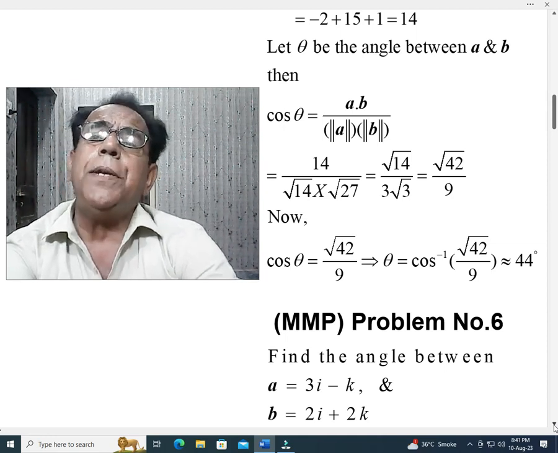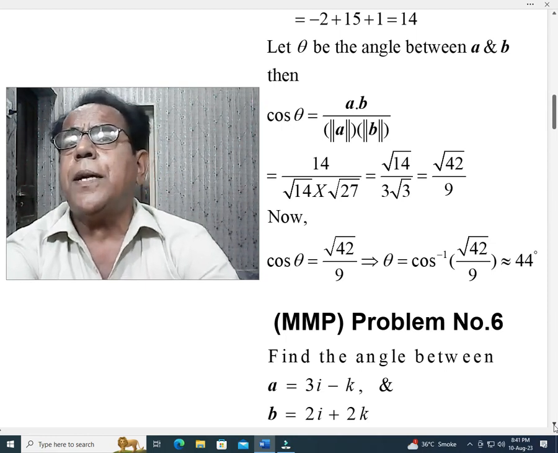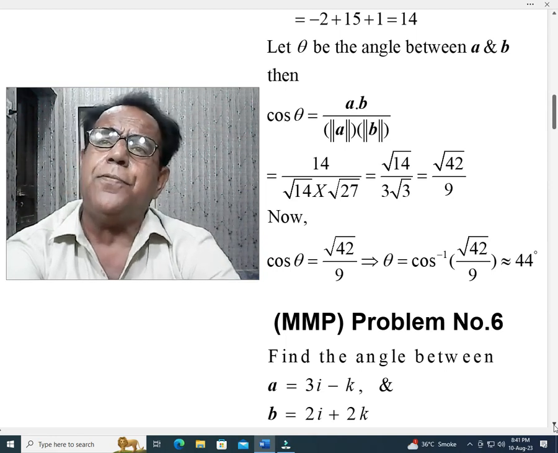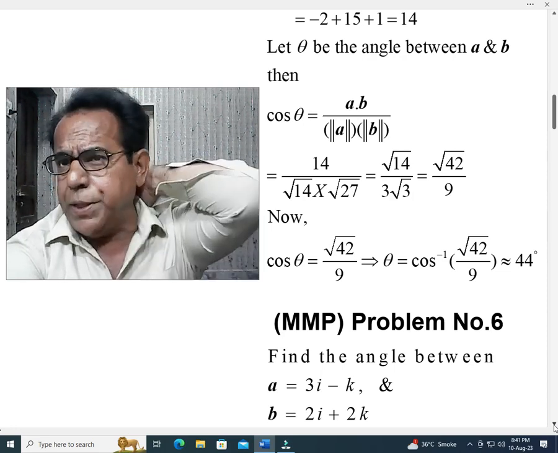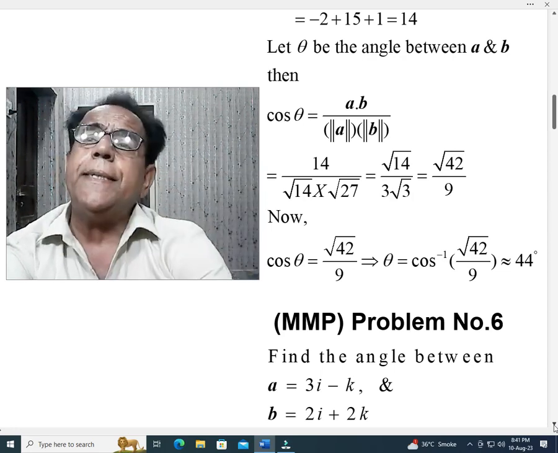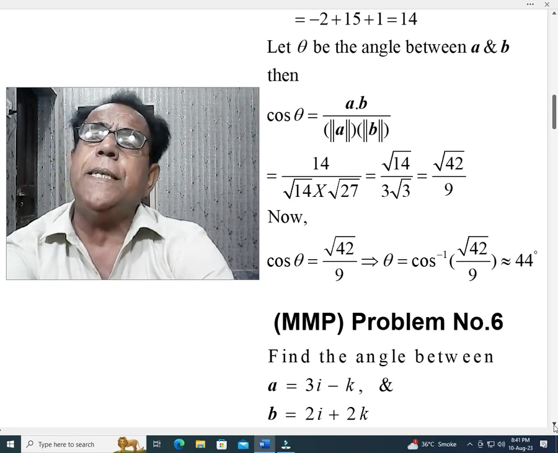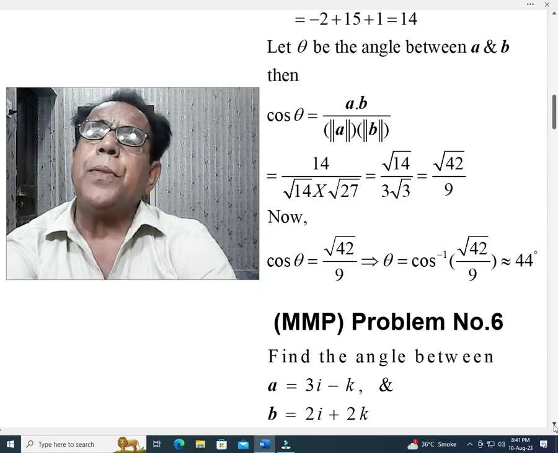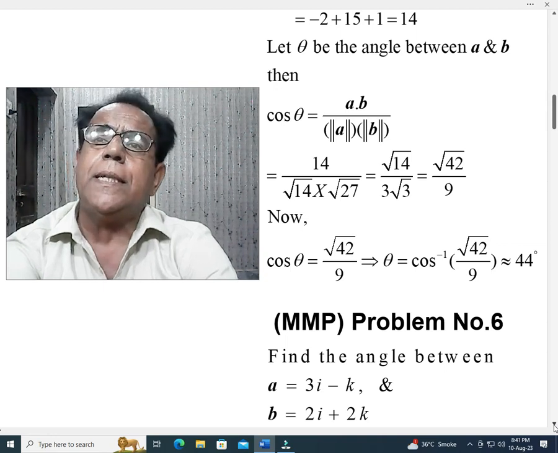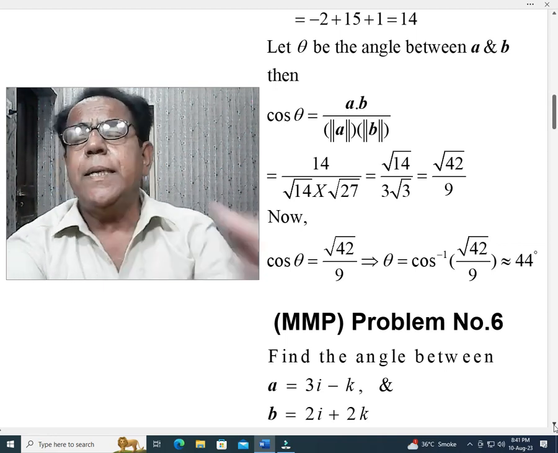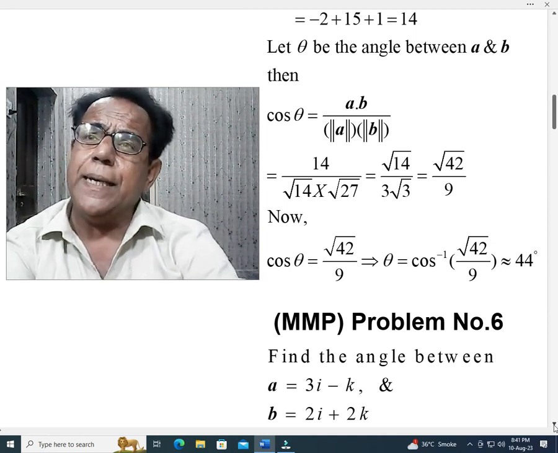The upper 14 can be written as square root of 14 times square root of 14. So one square root of 14 will be cancelled with the denominator, and only square root of 14 will be left in the numerator. Similarly, 27 can be written as 9 into 3, and 9 is a square of 3, that is 3 square power 1 by 2. So the power 1 by 2 is cancelled with the 3 square, so 3 comes out of the square root, while the other 3 remains within the square root.